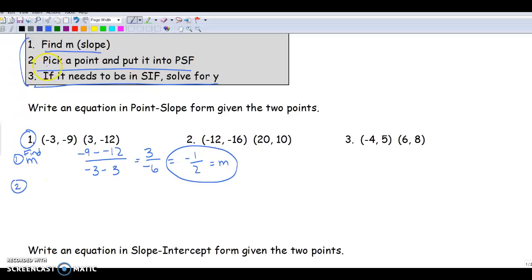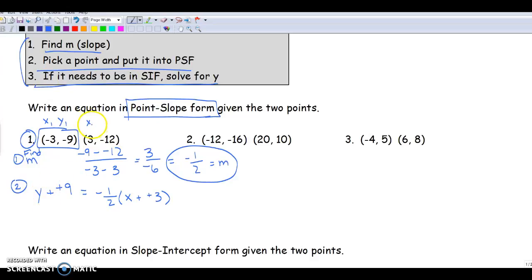Step number 2, we're going to pick a point and put it into point-slope form. Now it does not matter which point you pick. It's asking for us to have it in point-slope form, so there's going to be 2 answers. If you choose the first point, it will be (x1, y1). We've got y minus -9, or you can put y + 9, equals your slope, -1/2, times x minus -3, or x + 3. Same thing. And then this is asking for us to have it in point-slope form. So we do not need to do step number 3 for this particular problem because it doesn't need to be in slope-intercept form. So now we're done.